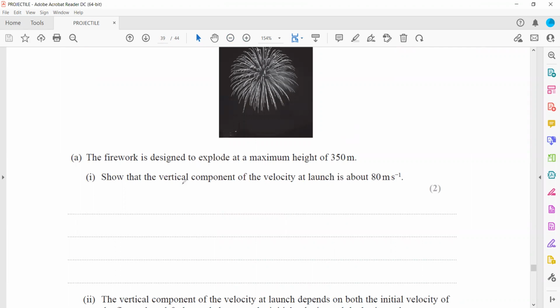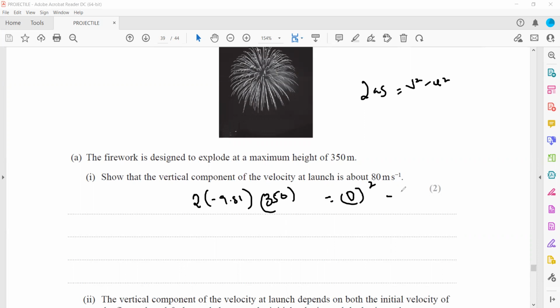If we know the maximum height, we have the formula 2as equals v square minus u square. Here a is due to gravity, minus 9.81. The vertical height is 350 and the final velocity is 0, because at maximum height the final velocity is 0. When we simplify, it will be minus 2 into 9.81 into 350 equals minus u square. Minus will cancel with minus, and just take the square root, you will get the value of the initial velocity.